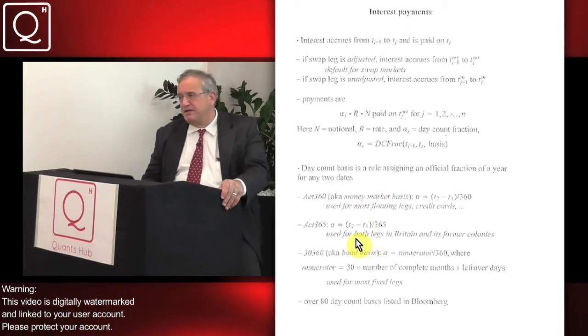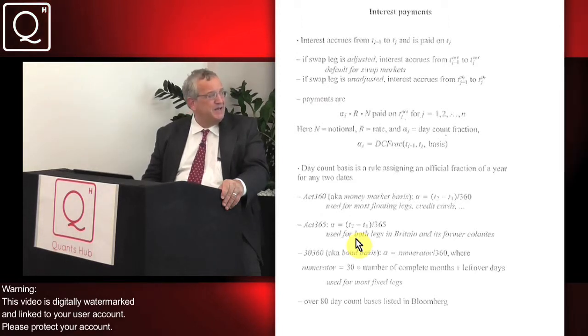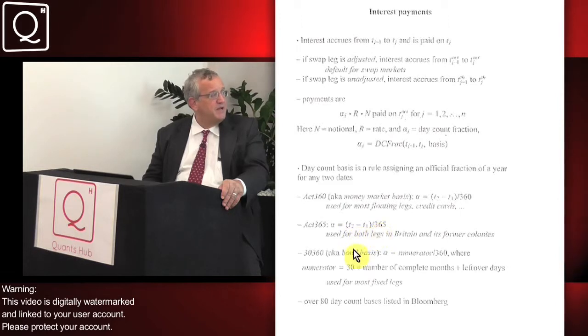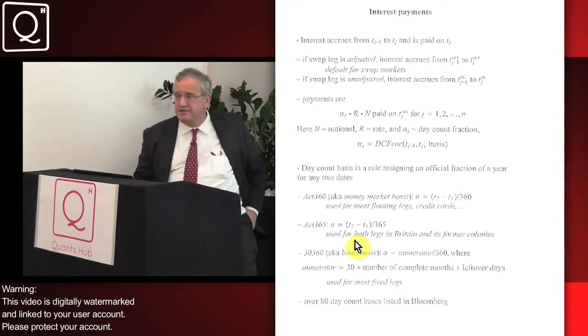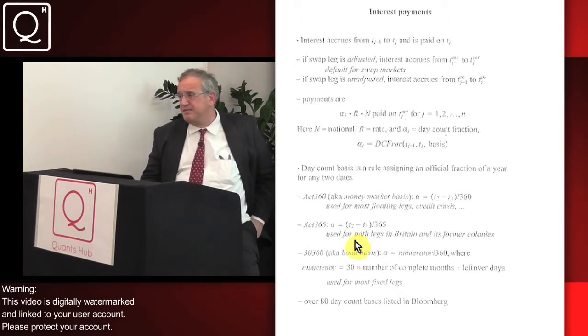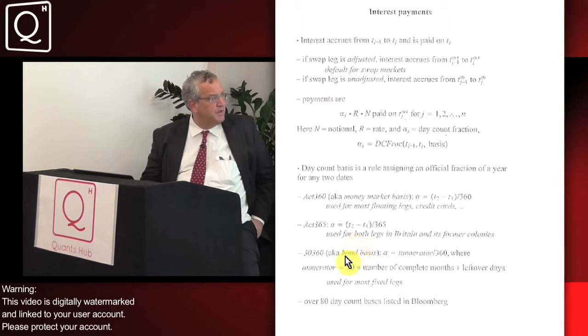The exception is Britain and many of the former British colonies. They tend to use Act 365, which is just the number of days divided by 365. It's used for both fixed and floating legs in Britain and many of the former British colonies. Canada's some of the exception. They go Act 360 like the US half the time, and Act 365 like Britain.